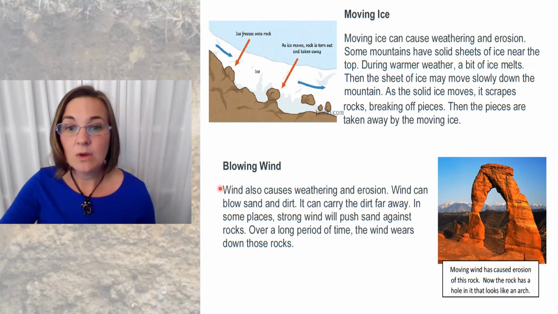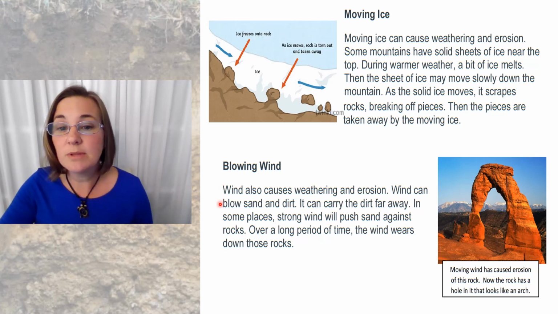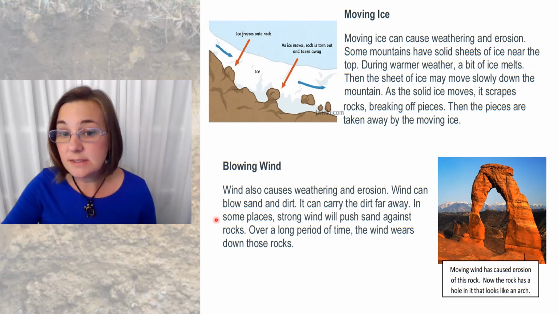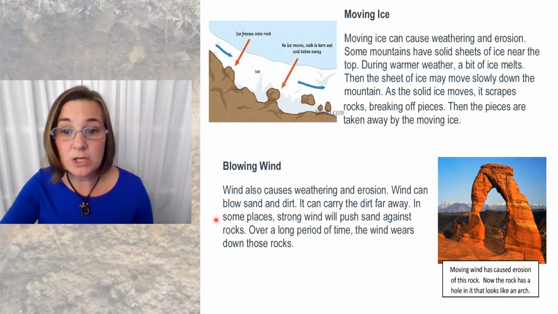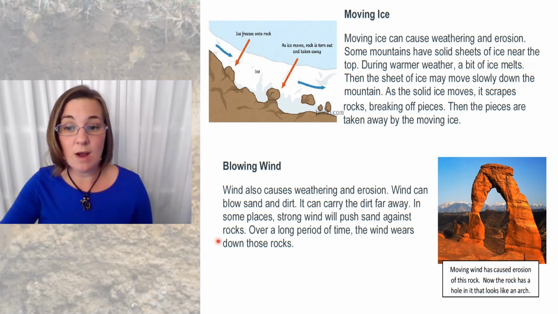Blowing wind. Wind also causes weathering and erosion. Wind can blow sand and dirt. It can carry the dirt far away. In some places, strong winds will push sand against the rocks. Over a long period of time, the wind wears down those rocks.